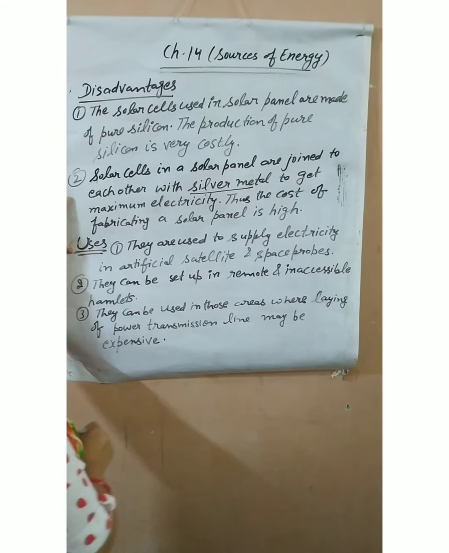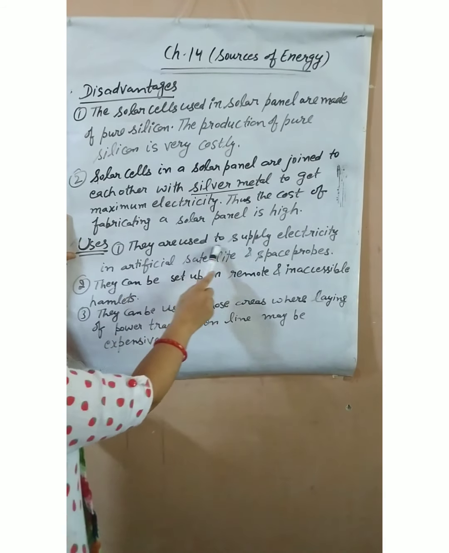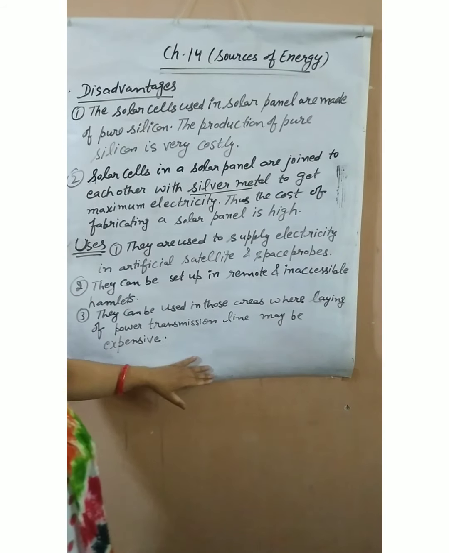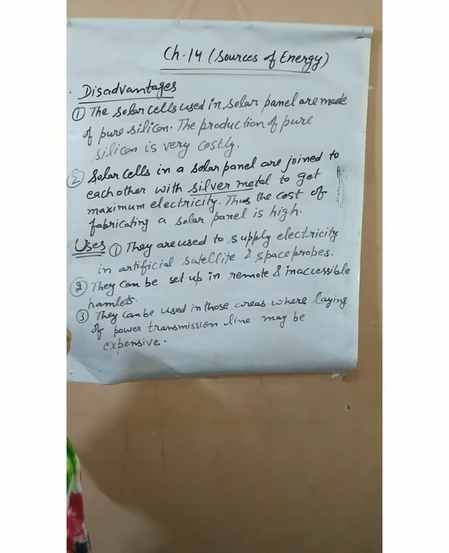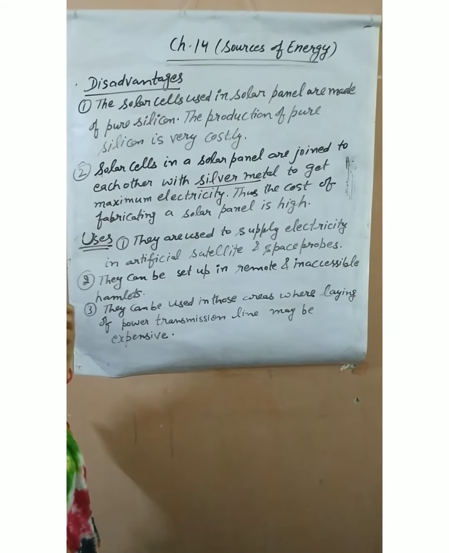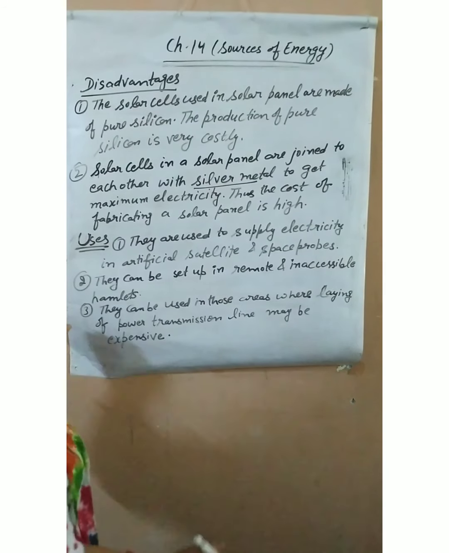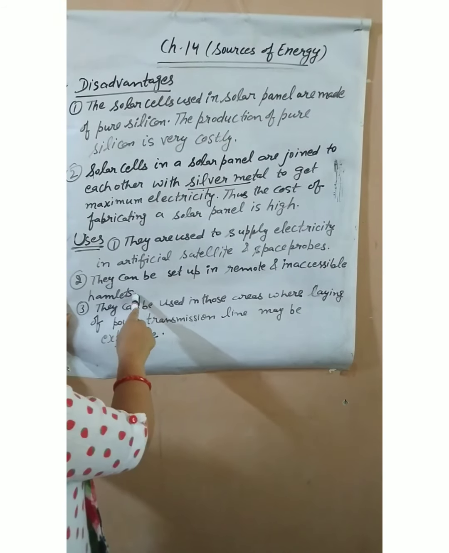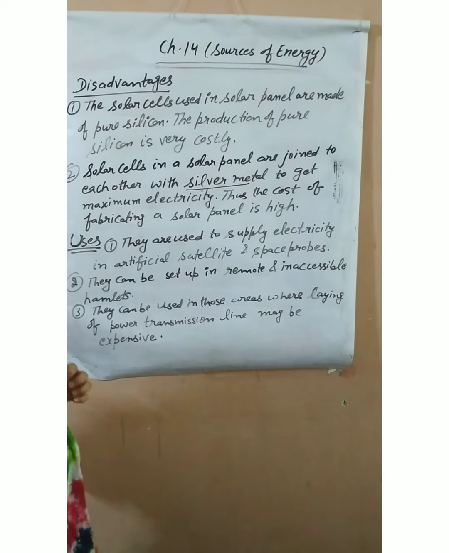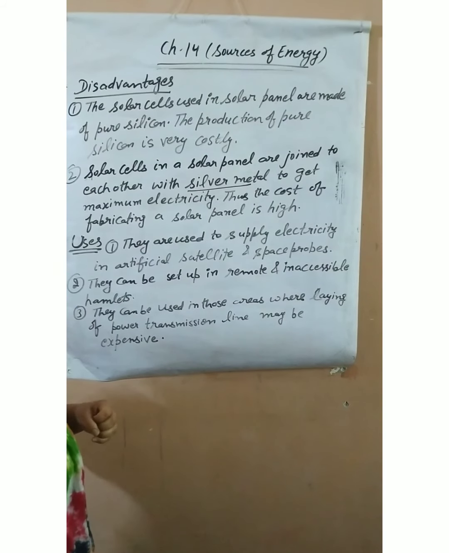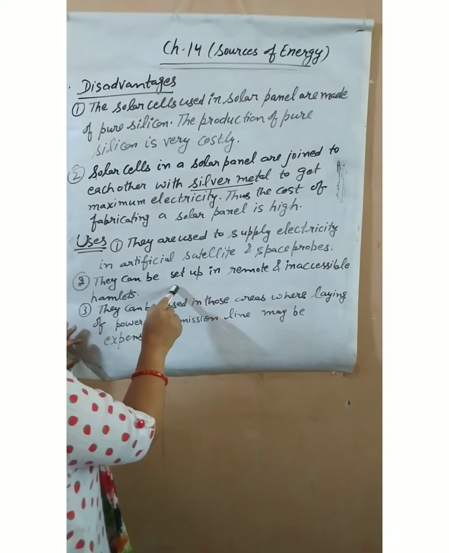So what are the uses where we are using them? They are used to supply electricity in artificial satellites and space probes. Means our scientists use these panels in artificial satellites and space probes like the Mars orbiter, etc. They can be set up in remote and inaccessible hamlets where it is very difficult to set up power transmission lines, or where electricity is not present. In those areas we can use them.